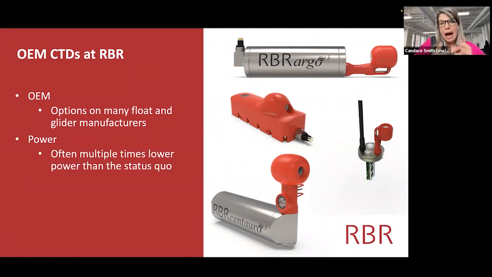The power from RBR CTDs is often multiple times lower than the status quo. So that's one thing to think about to really extend missions on these autonomous platforms like gliders and floats. The power is a little bit shocking, I think, to people who don't know RBR instruments. Like I mentioned earlier, 19 days if you're sampling around the clock at 32 hertz for just a few batteries inside, essentially. So these are super low power.